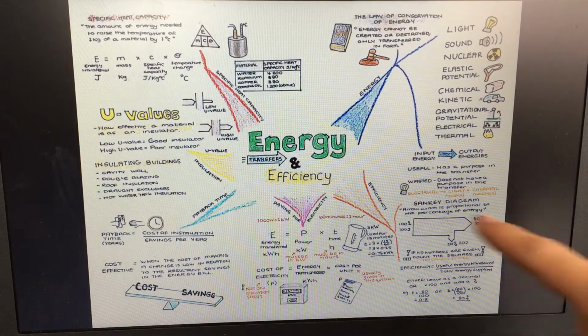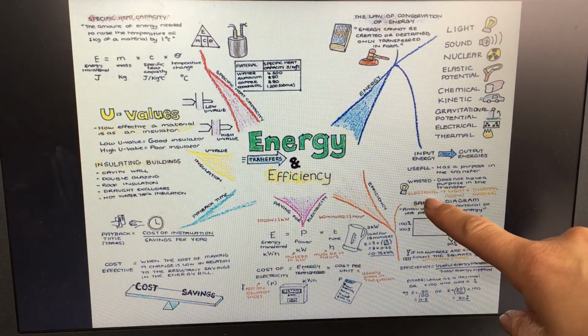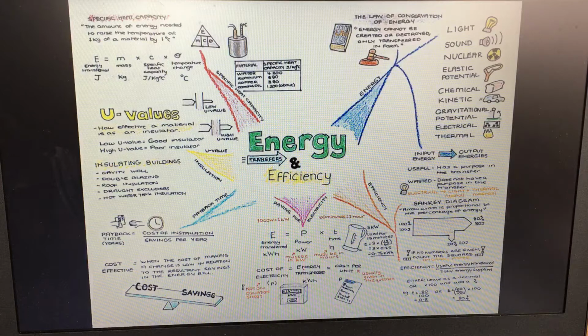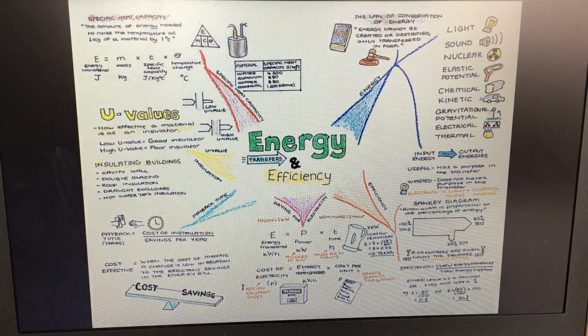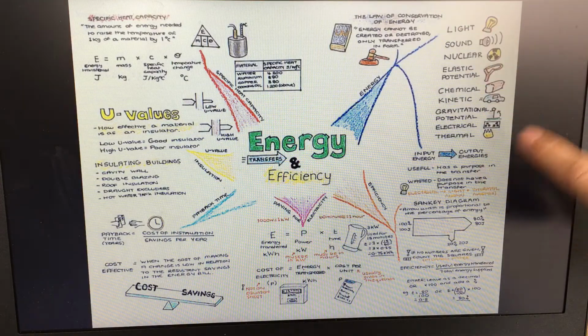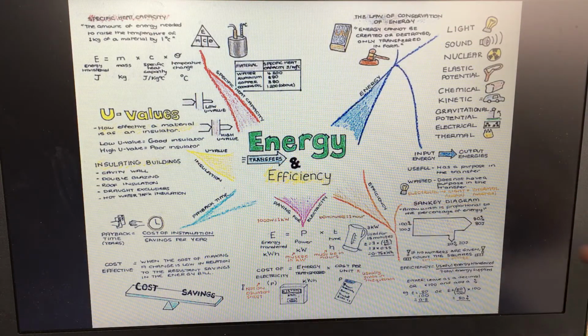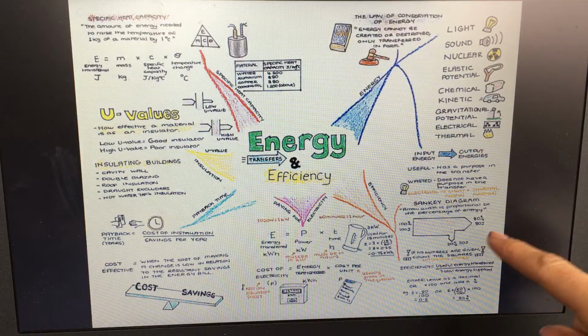So for example, a light bulb, your input energy would be electrical, and that would be transferred into light. So that's useful because you use a light bulb to have light. But it would also transfer thermal energy. Now that's wasted because you do not put a light bulb on to heat your room up, okay? So that would be for your energies. Now efficiency, they can sometimes represent this as Sankey diagrams.